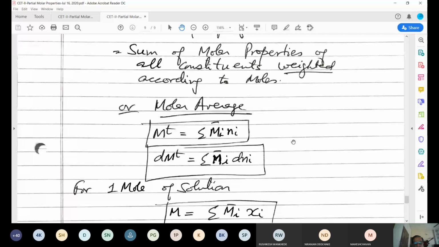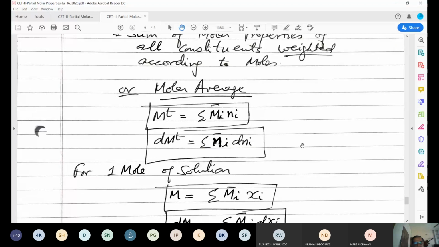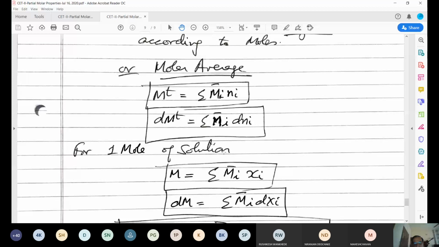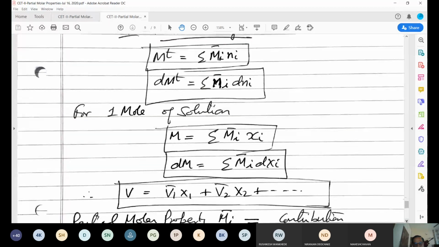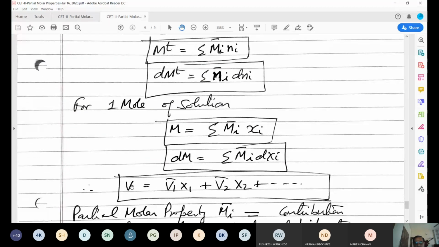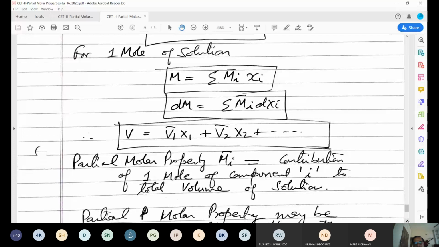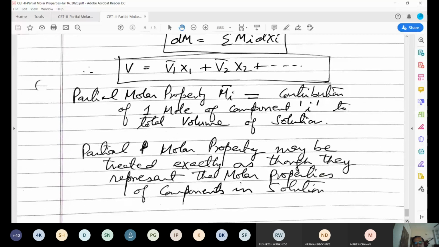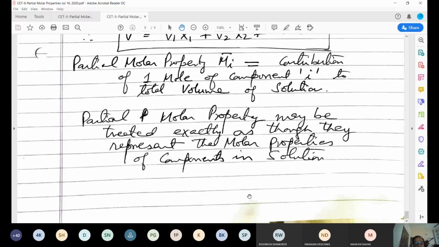So we have this equation, dM^t is equal to summation of M_i bar dN_i. For 1 mole, if you take 1 mole of solution, M is equal to summation of M_i bar x_i and dM is equal to summation of M_i bar dx_i. So you can write for total moles or you can write for 1 mole. So if you write this, what we get is V is equal to V1 bar x1 plus V2 bar x2 plus all components. This is what we used yesterday, right? Any doubts, questions on these equations?